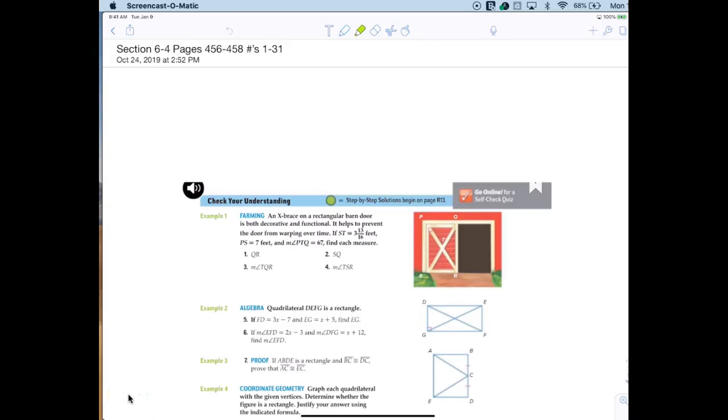Okay, so today we're doing everything there is to know about rectangles.